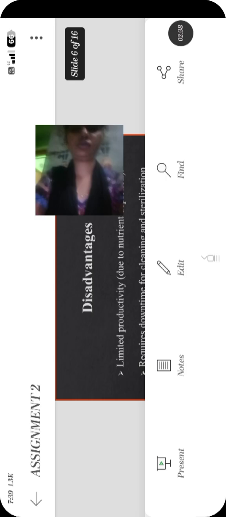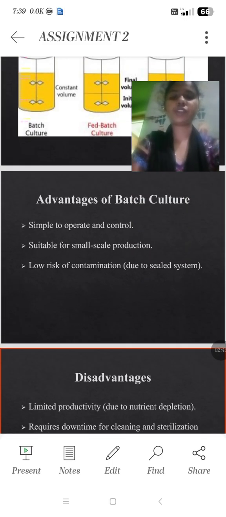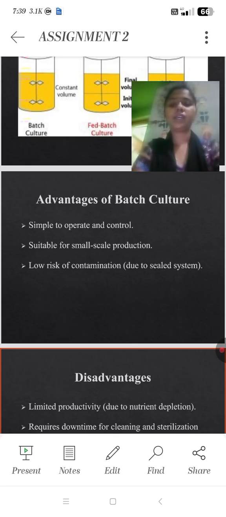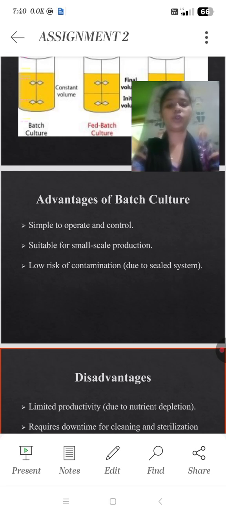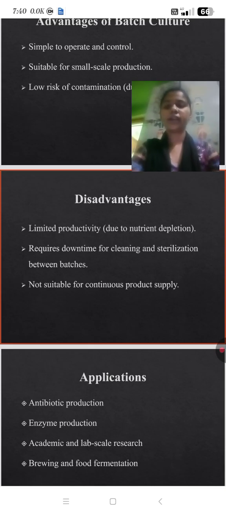Advantages of batch culture: simple to operate and control, suitable for small scale production, low risk of contamination due to the closed system. Disadvantages: limited productivity due to nutrient depletion, requires downtime for cleaning and sterilization between batches, not suitable for continuous product supply.